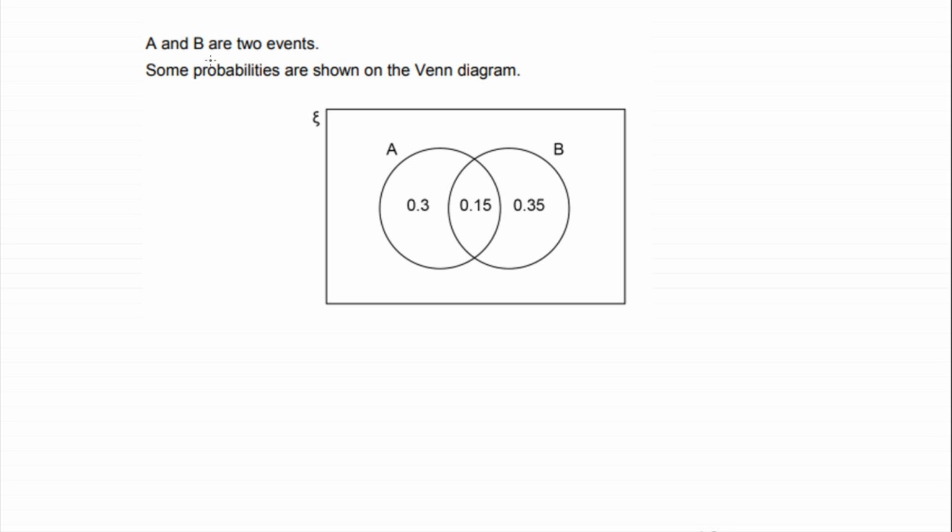Okay, so A and B are two events. Some probabilities are shown on the Venn diagram, as you can see here. The question is, work out the probability of A union B. Hopefully you should be able to catch this one quickly. Let's have a go. There is a little bit of a lag, so it might take me a few more seconds to see your answers. Is there anyone out there that can calculate the probability of A union B?